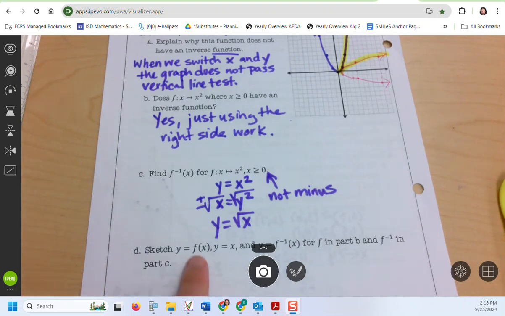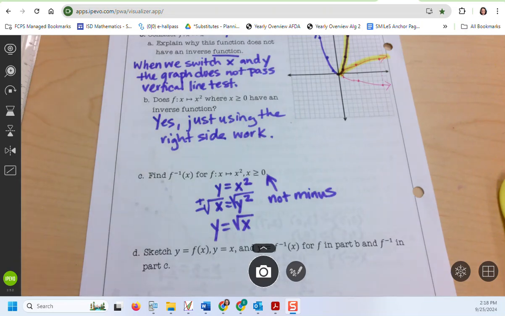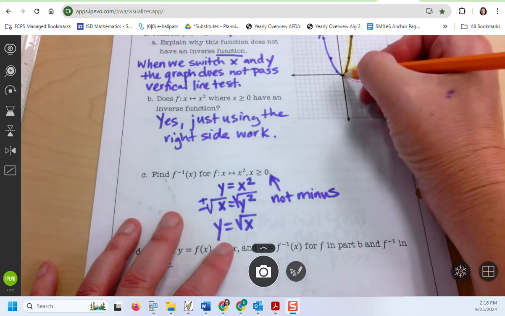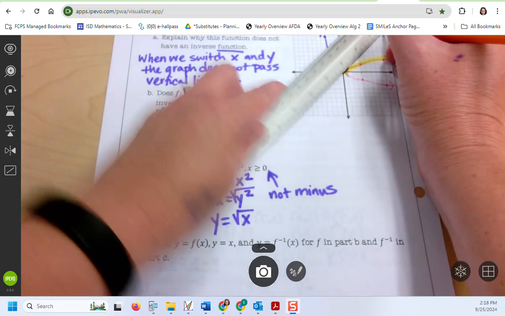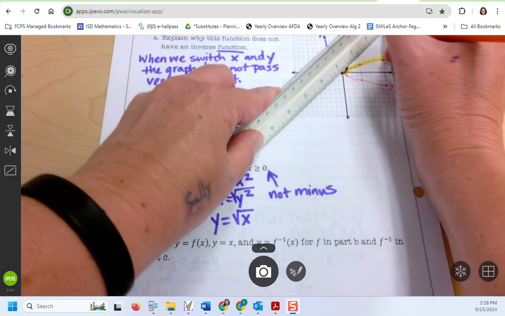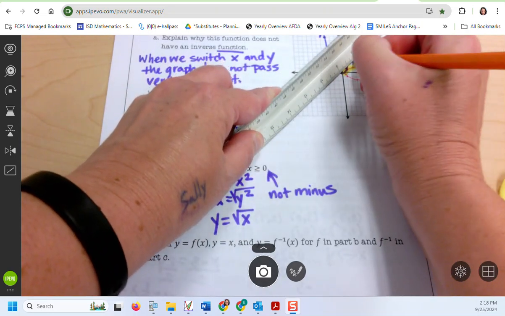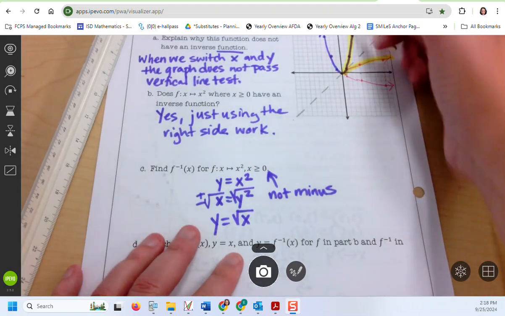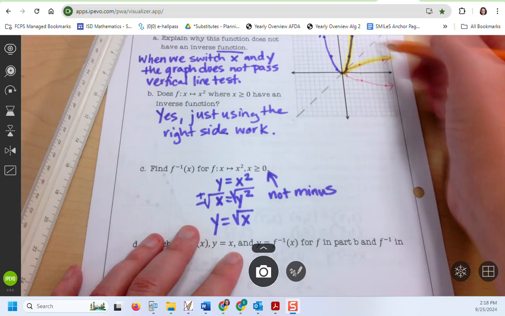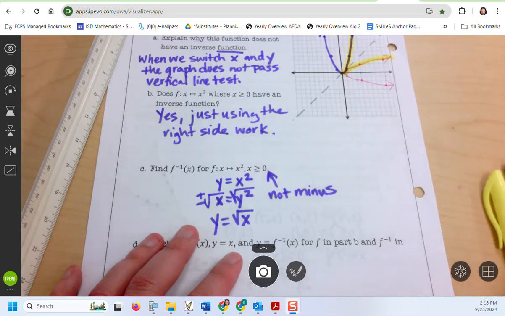So it says to sketch f of x. We did that. We didn't sketch y equals x yet. And then it says sketch the inverse. So we did all that except for the line y equals x. So the line y equals x, remember, is going to be (1, 1), (2, 2), (3, 3), etc. And so it's going to look like that. Okay, so you can see that the original function reflects across the line y equals x and gives you the inverse function.